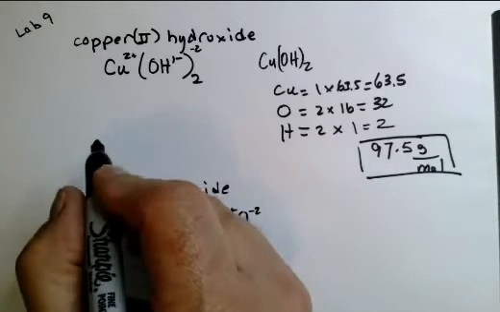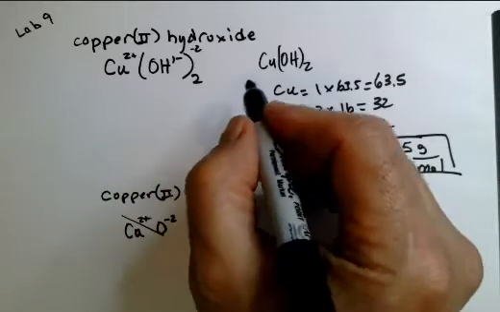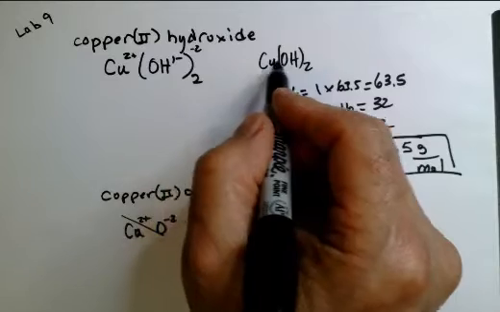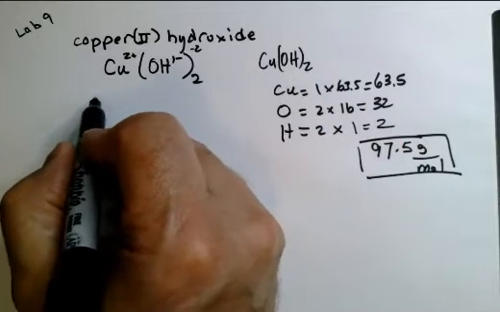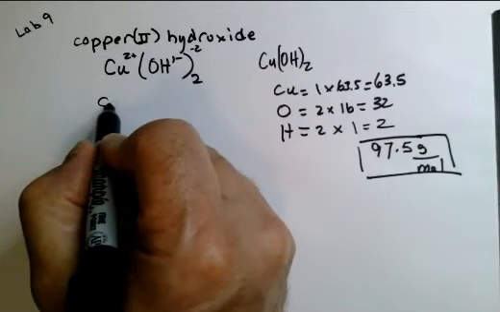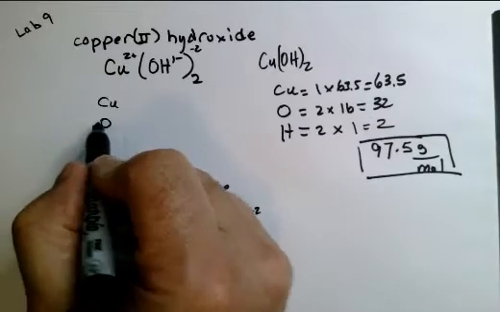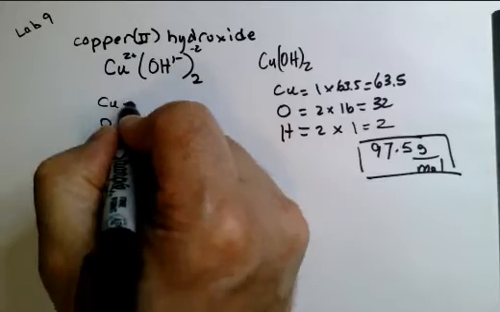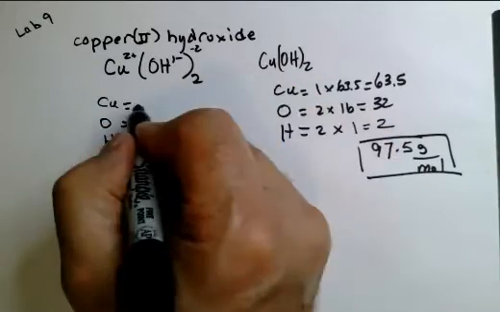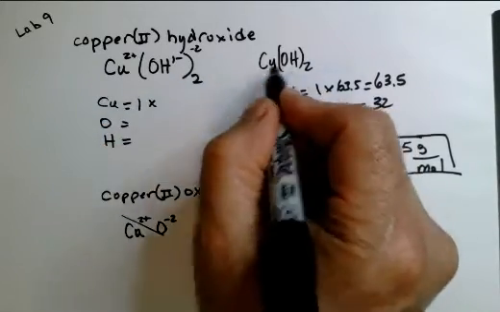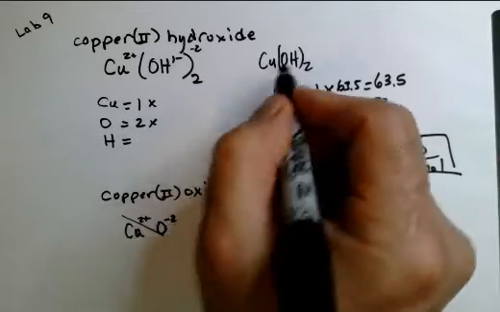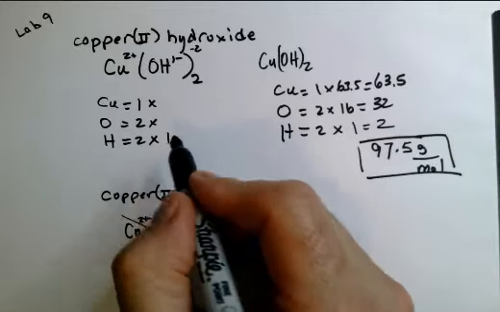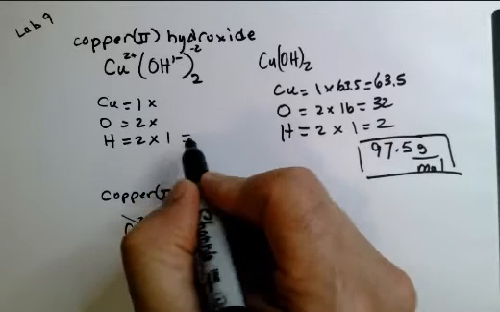It's kind of embarrassing. When I look at a chemical formula, copper hydroxide, I list the elements: copper, oxygen, and hydrogen. And then I list the numbers of each one of these. It looks like there's one copper and there are two oxygens. There are two hydrogens.